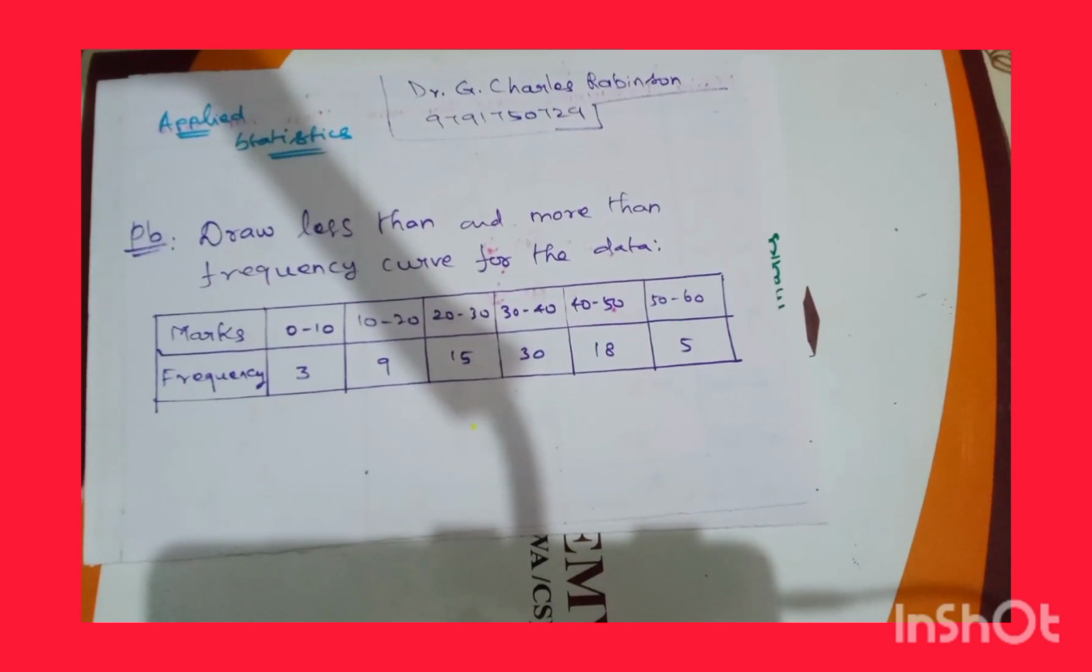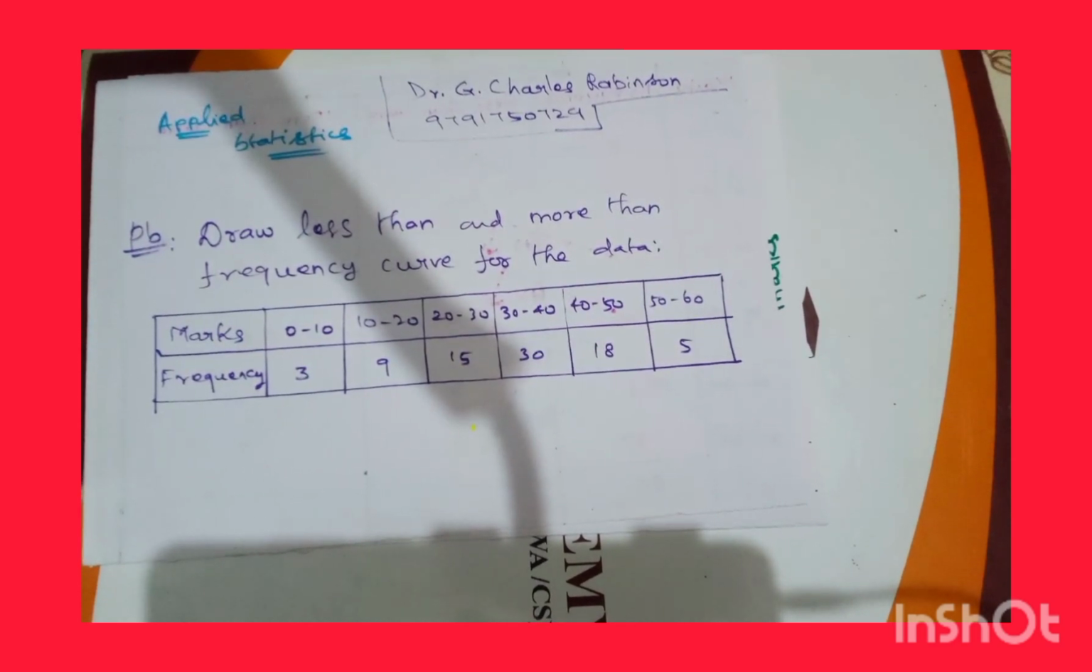Okay? A very easy problem and a very important problem from statistics, particularly diagram and graphical representation. Draw the less than and more than curve for the following data. Here marks and frequency are given, with marks in the form of class intervals from 0 to 10, 10 to 20, 20 to 30, up to 50 to 60. The respective frequencies are 3, 9, 15, 30, 18 and 5.